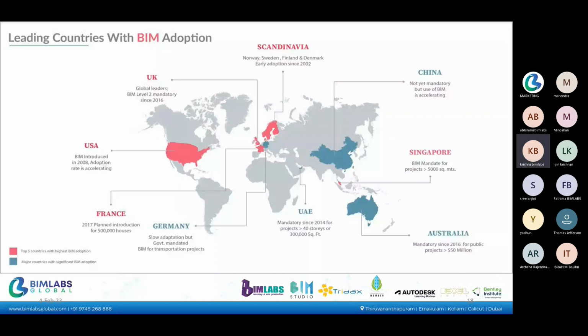The pink color shows the top countries with the highest BIM adoption, that's USA, UK, and others. Then the ash color shows the major countries with significant BIM adoption: China, Australia, UAE, Germany, and others. This is the data regarding that.